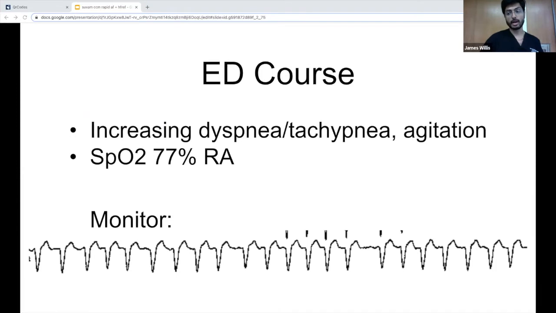She gets placed on a monitor and is just resting in a room. When you start hearing alarm bells go off, it's beeping, and you're alerted by one of the nurses: hey, the patient looks very dyspneic, they're a little bit agitated, more tachypneic. So you go over and you see the sat is 77 on room air with a waveform. And then you look on the monitor and you see this strip.